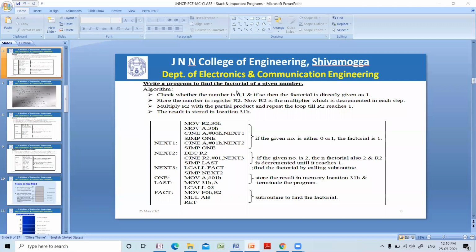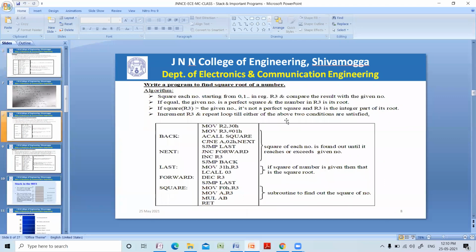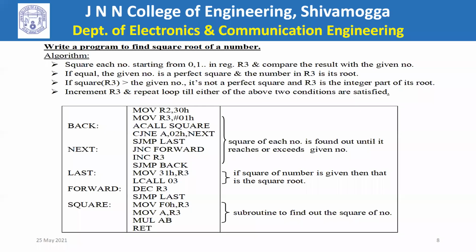So let us go to the next program. Write a program to find the square root of a given number. It is done using the perfect square method. Square each number starting from 0, 1 in register R3 and compare the result with the given number. If equal, the given number is a perfect square and the number in R3 is its root.